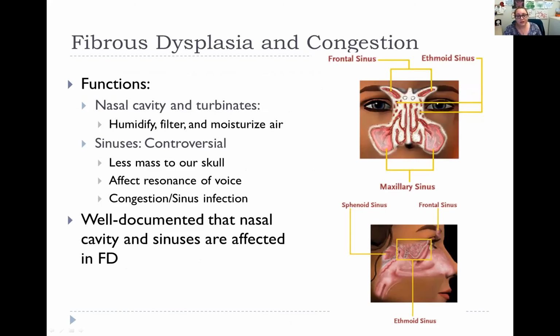And just a few words on sinuses and congestion. Basically, the function of your sinuses is really to humidify, filter, and moisturize the air. Sinuses are really just open cavities, and they're thought to help make our heads lighter. They also affect the resonance of our voice, and obviously help us to fight infection. And it's been well documented that the nasal cavity and sinuses are affected in fibrous dysplasia bone.